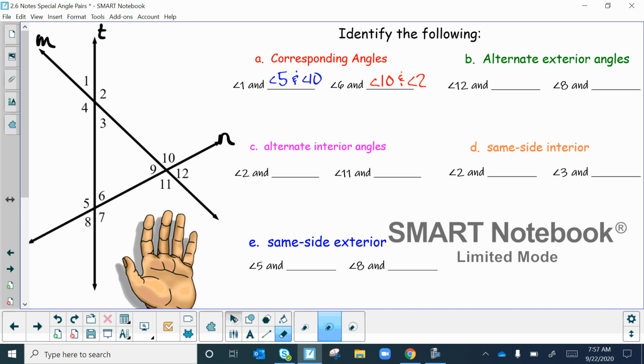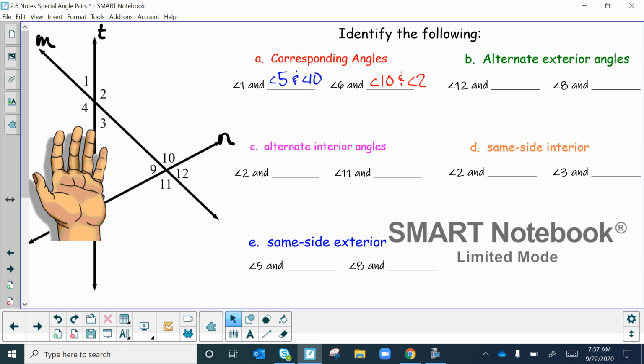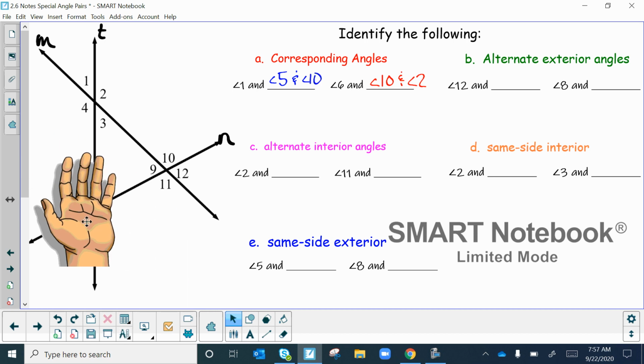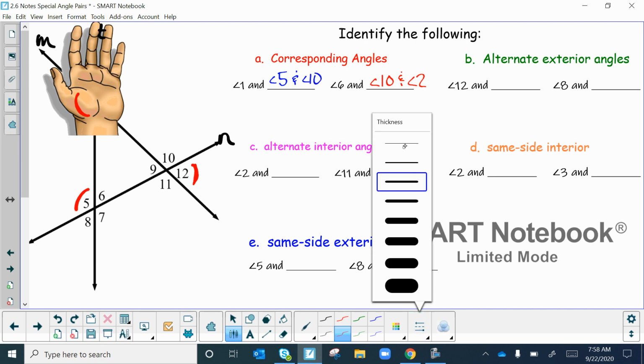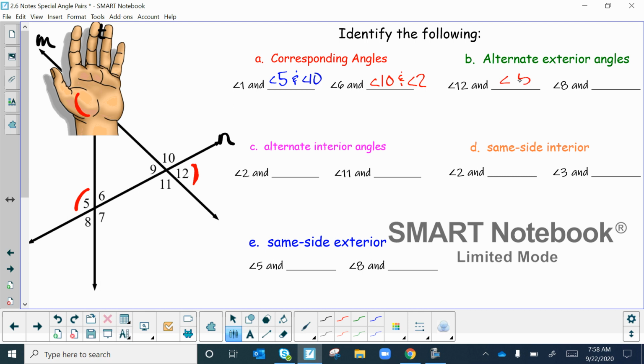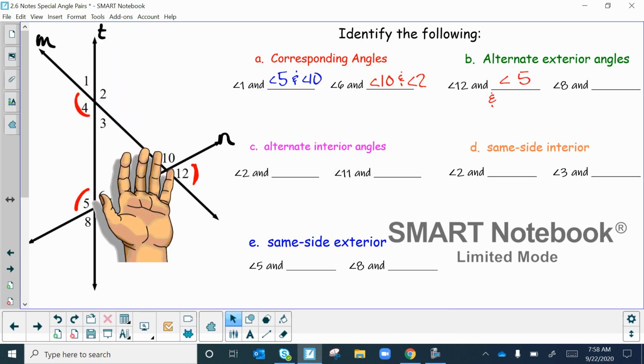So now let's try B, alternate exterior angles. So angle 12. If I cover up this section right here, the alternate exterior of 12 would be with 4. See how it's on opposite sides of the transversal? Right? And then if I cover up this section over here, that could be with 5. So 12 can be with angle 5 and angle 4.